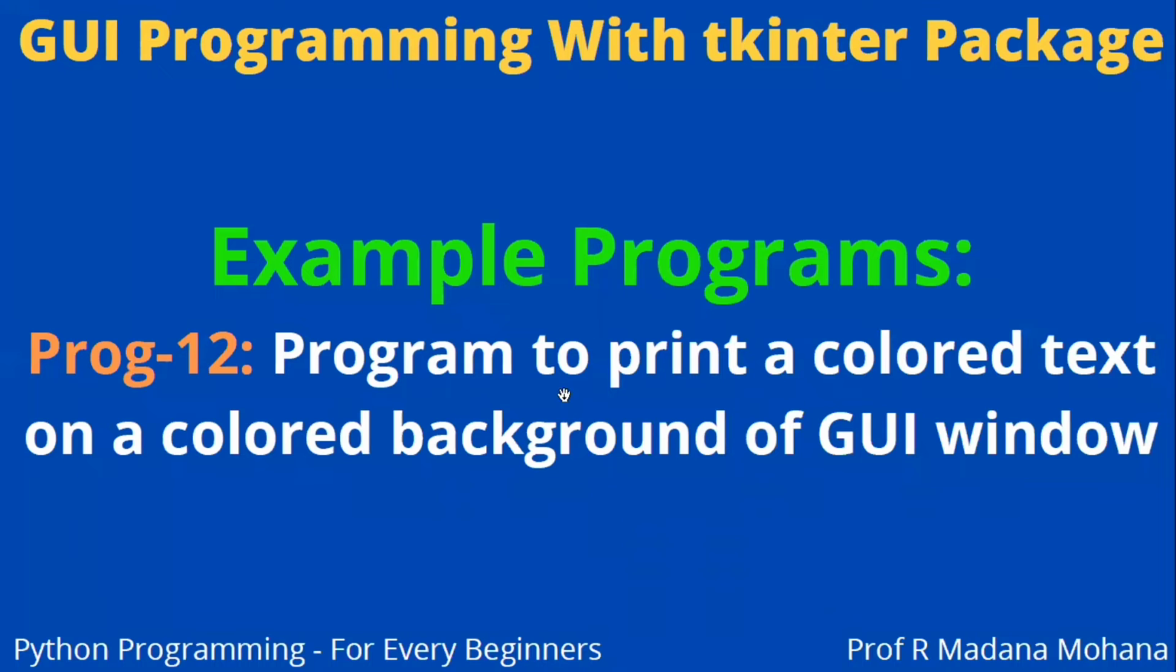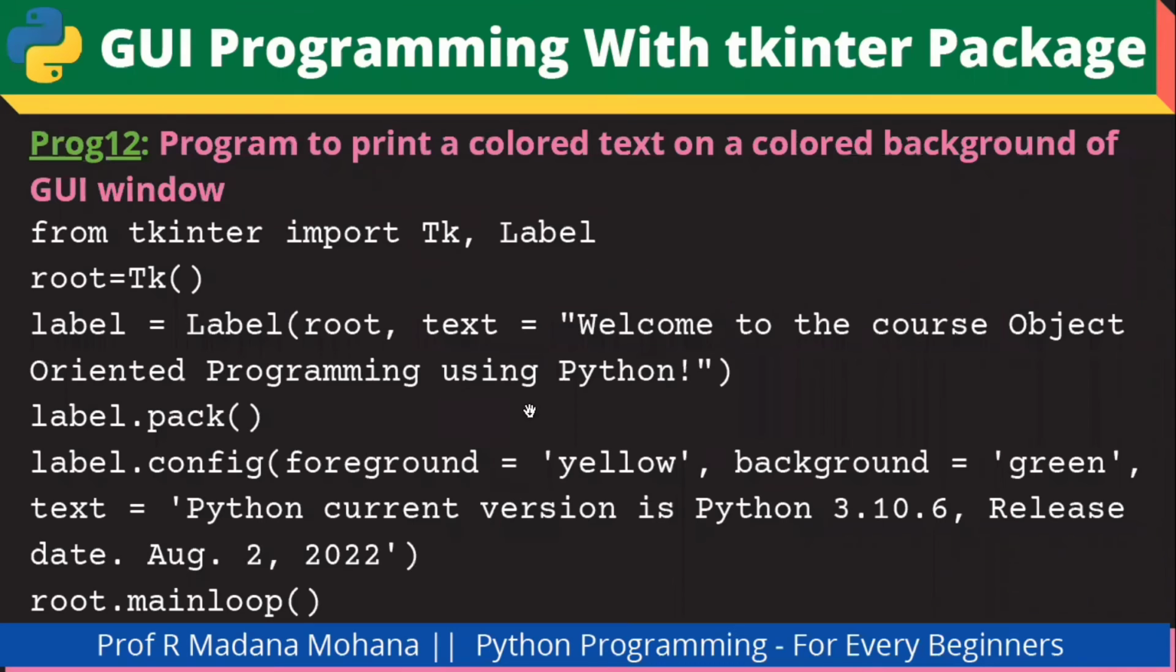The next program is to print a color text on a color background of a GUI window. Earlier we have seen two labels with different backgrounds printing text, but their text color was not mentioned. Here, the same with a different background and the text also with a different color. Both will be applied in this program that is demonstrated.